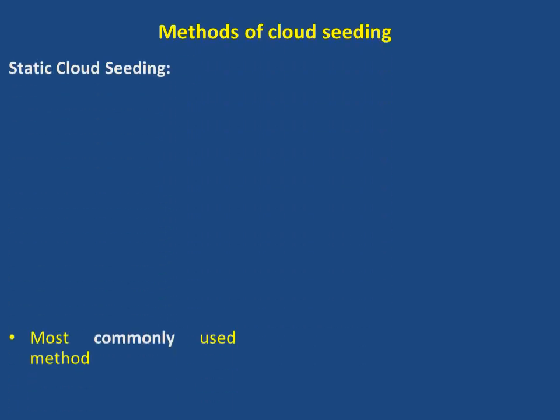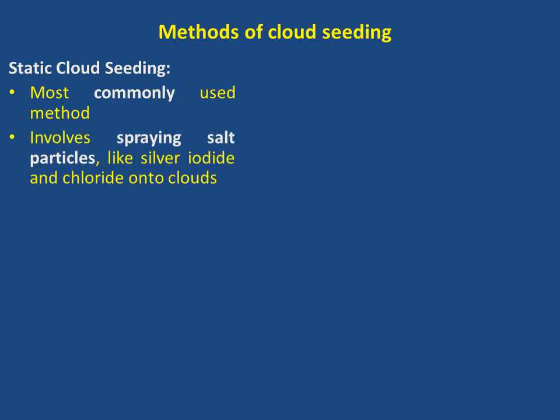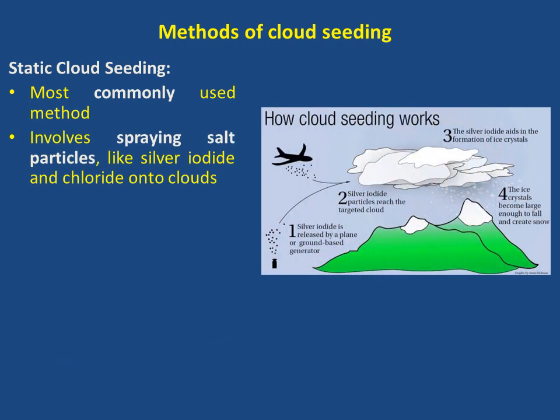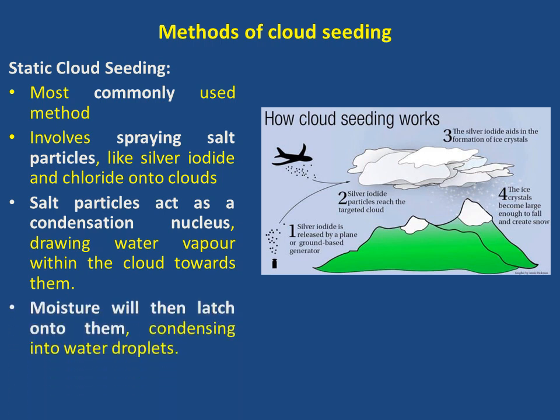Methods of cloud seeding. Static cloud seeding. It is the most commonly used method and involves spraying salt particles like silver iodide and chloride onto the clouds. The salt particles act as a condensation nucleus, drawing water vapor within the cloud towards them. Moisture will then latch onto them, condensing into water droplets. Subsequently, raindrops form, leading to rainfall.